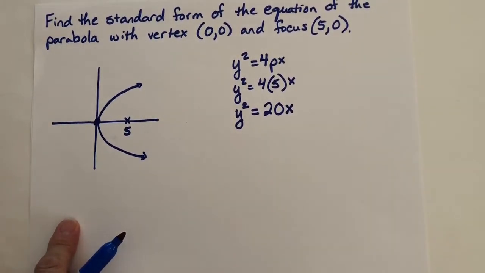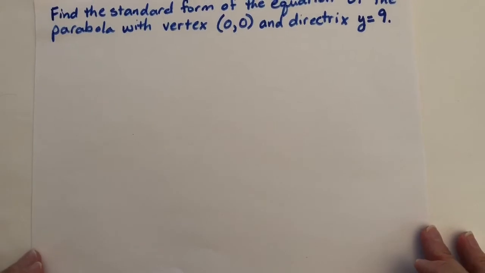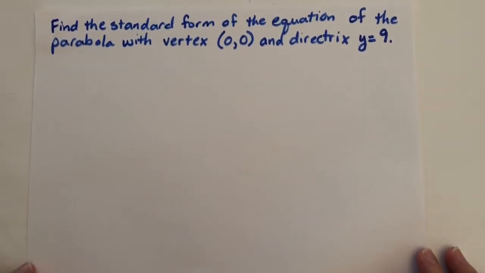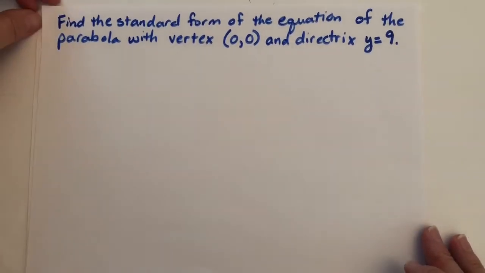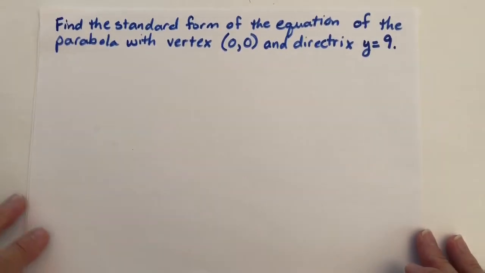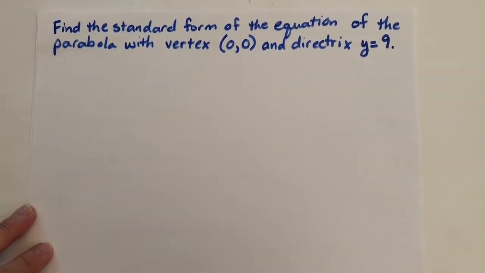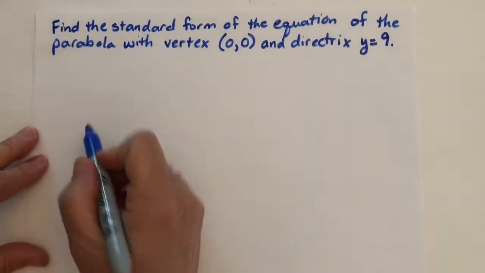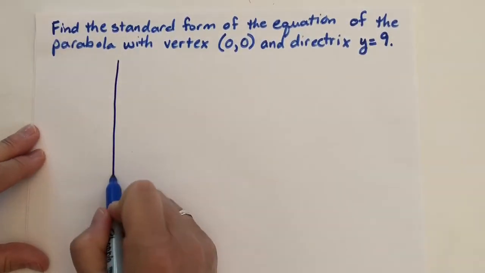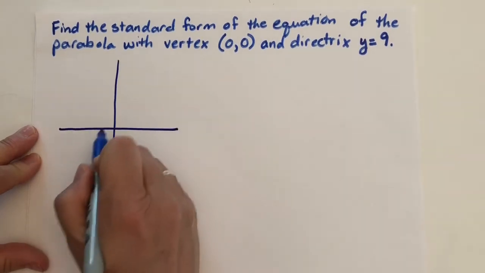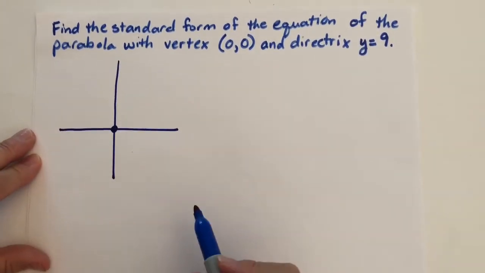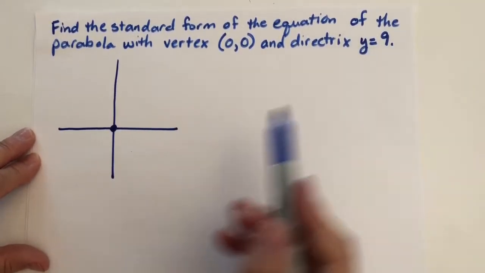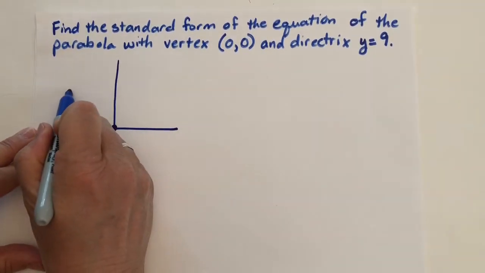Let's do another one. This time we're trying to find the equation of the parabola with the vertex at the origin, and this time we're given the directrix. So let's, again, draw a picture. So my vertex is at the origin. Now the directrix is at y equals 9. That puts the line here above the vertex.